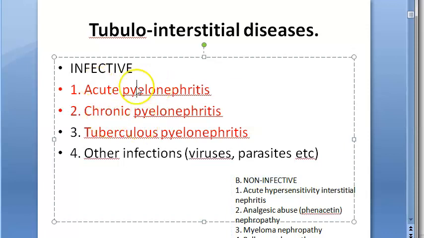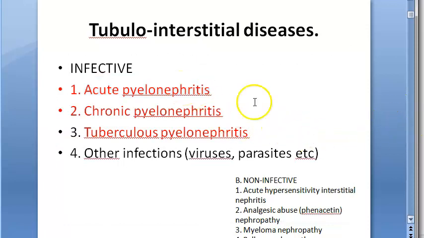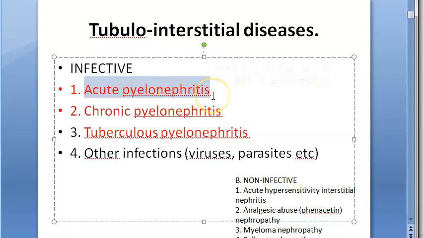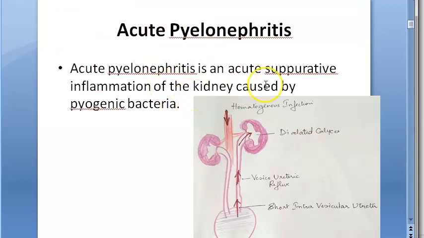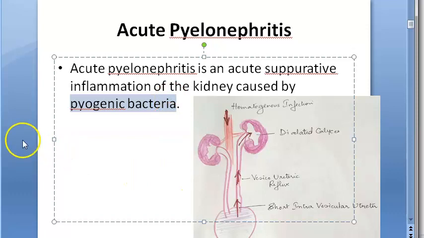Now, in pyelonephritis, as we told you, there is acute, chronic and tuberculous. We will be looking at the details of chronic pyelonephritis. However, we will just take a quick look at what acute pyelonephritis is also. So basically, acute pyelonephritis is an acute condition, that is, it is sudden in onset. So it is an acute suppurative inflammation of the kidney caused by pyogenic bacteria. So remember, all of these are infective, all of them have bacteria, okay? But acute is sudden in onset and it is the inflammation of the kidney caused by pyogenic bacteria.